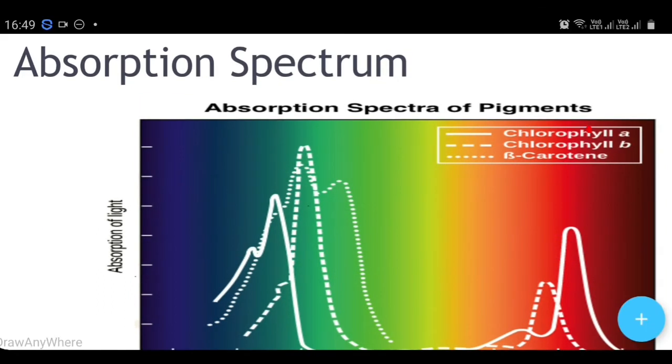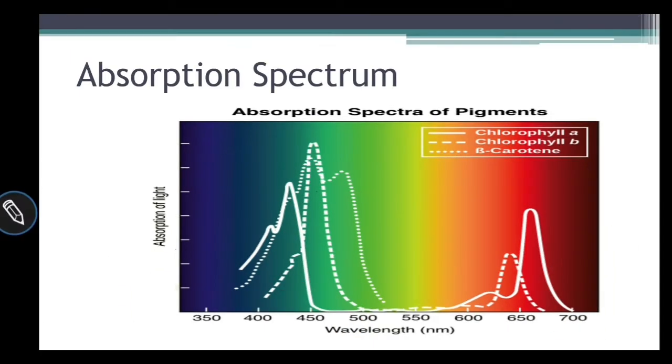And we have chosen three pigments, that is chlorophyll a, chlorophyll b and carotenoids. If we observe this graph, chlorophyll a and b show two peaks near two regions, that is here and here, in the red region and near the blue and violet region. Whereas beta carotene shows its peak near the green region.